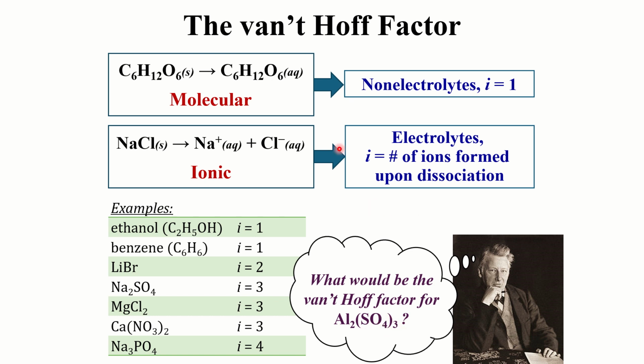So again, to reiterate, molecular compounds, or those that are non-electrolytes, don't form any ions upon dissociation. They have just one molecule dissolved in solution. Their Van 't Hoff factor is 1. Anything that's an electrolyte, which would primarily refer to ionic compounds, but could also refer to strong acids and bases, their Van 't Hoff factor would be based on the number of ions formed upon dissociation.